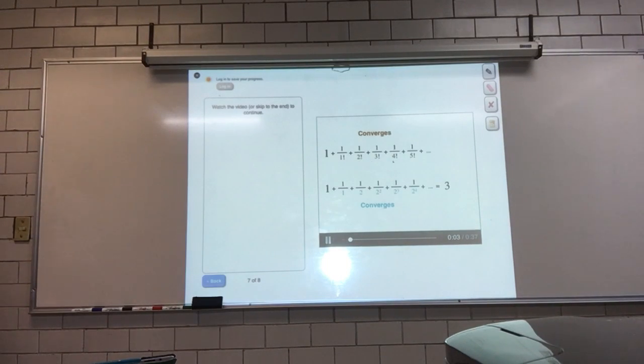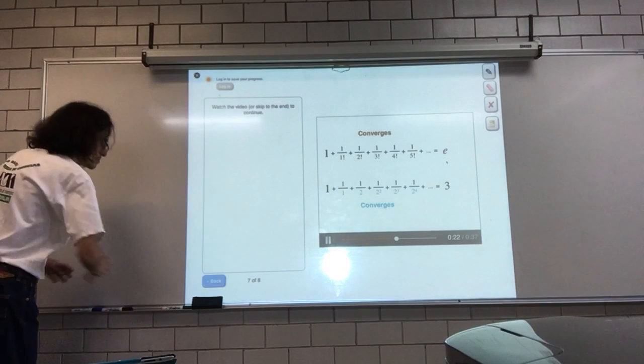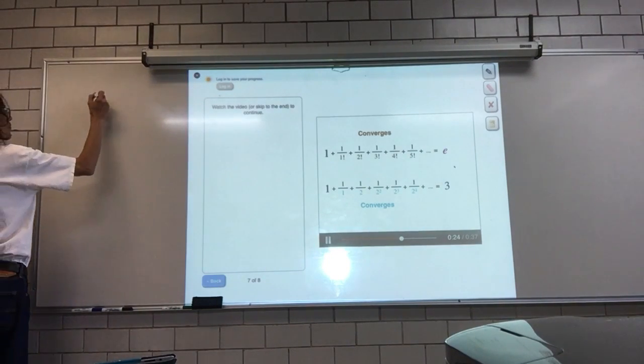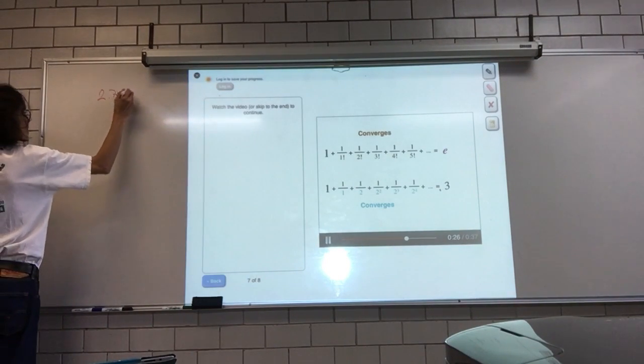And since each term in the top series is smaller than each term in the bottom series, this top series has to add up to a value that's less than 3. The sum of this top series turns out to be about 2.718. And if you add up the infinitely many terms here, this sum turns out to be E, or Euler's number. So congrats, you just proved that the number E, by this definition, converges to a number less than 3.